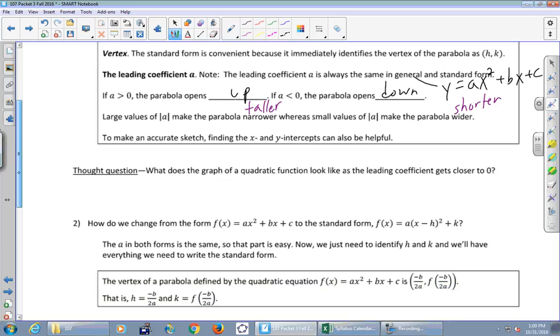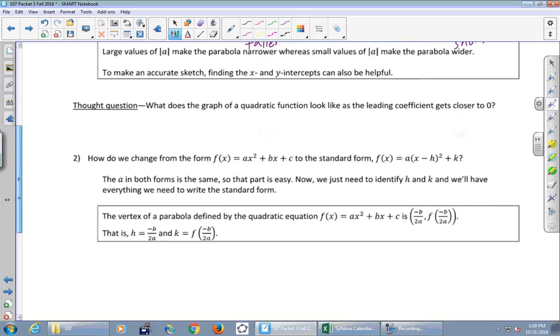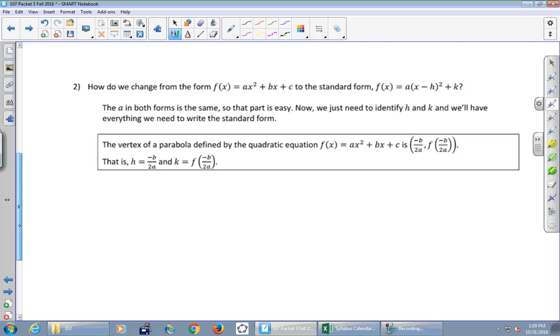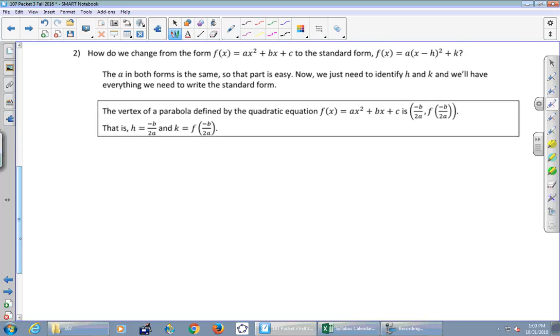Okay, so let's move on to number 2, which talks about how we change from the ax squared plus bx plus c form into our standard form, the a(x minus h) squared plus k. So these are all going to be numbers, and we're going to try to go from one form to the other. It says the a in both forms is the same, so that part is easy. Now we just need to identify the h and the k, and we'll have everything we need to write the standard form. Let's give you an example to be really concrete here.